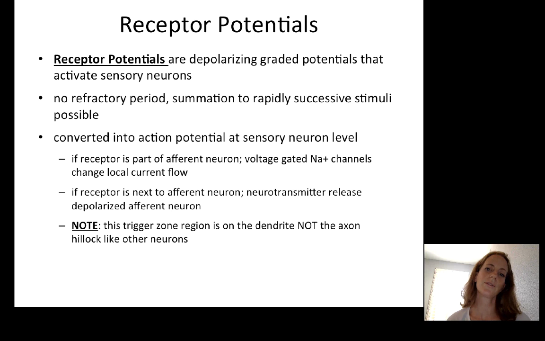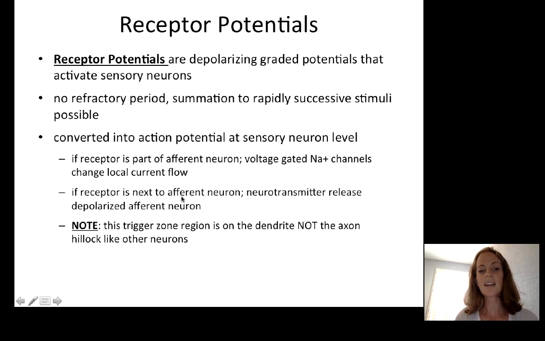So receptor potentials are depolarizing graded potentials that activate sensory neurons. Remember that graded potentials are those small subthreshold changes in voltage. They don't have a refractory period, and they are subject to summation. They can be converted into action potentials within the sensory neuron if there are enough receptor potentials within a given time. If a receptor is part of an afferent neuron, then voltage-gated sodium channels will change local current flow.